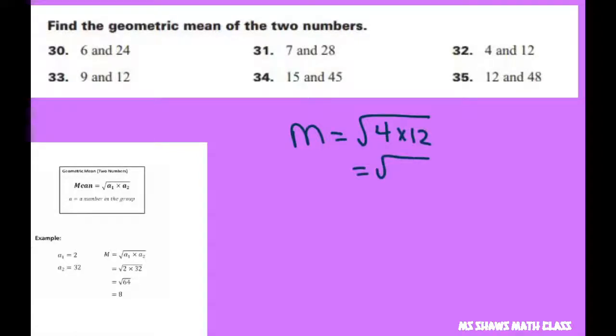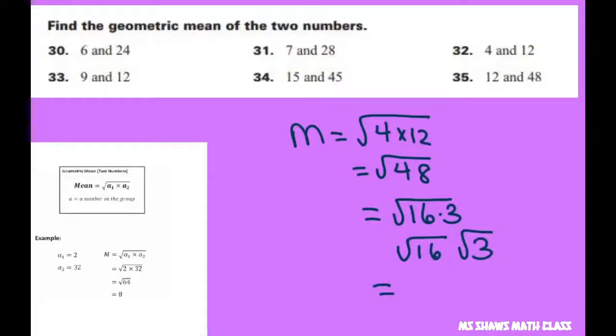The next one is the square root of 4 times 12. That's going to be the square root of 48. And we're going to simplify that by breaking it down. Let's see what we can do here. We want to use our perfect squares. So let's try 16 times 3, which equals the square root of 16 times the square root of 3. That gives me 4 square root of 3.